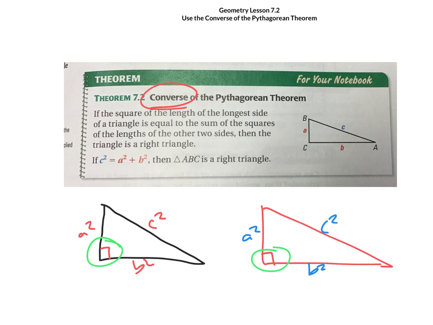It's going to ask you whether the triangle shown is a right triangle or not. And you do the Pythagorean theorem to say yes or no. Okay, so let's go to example 1.